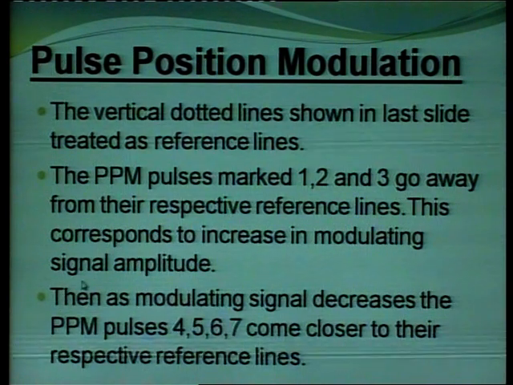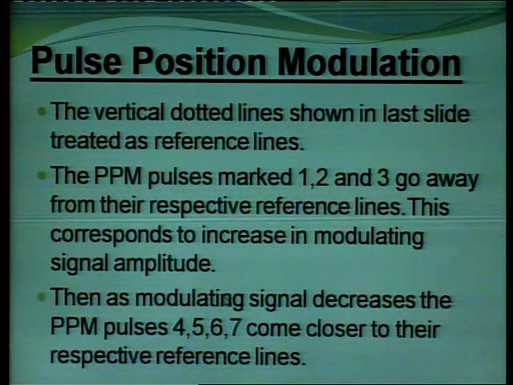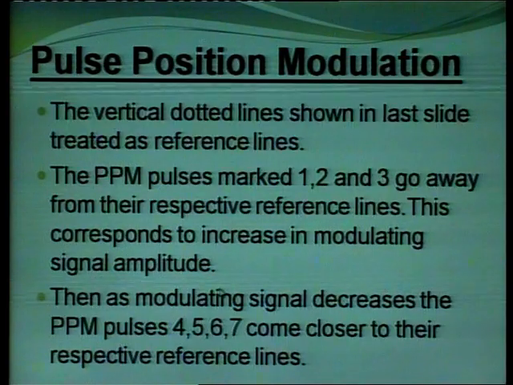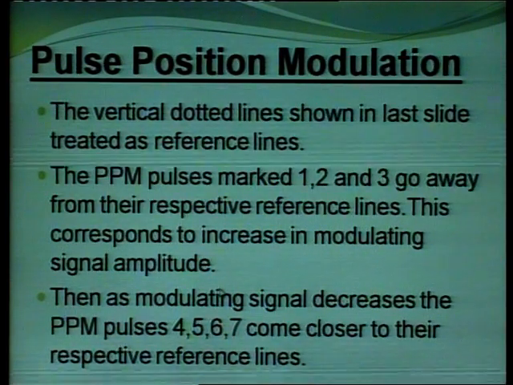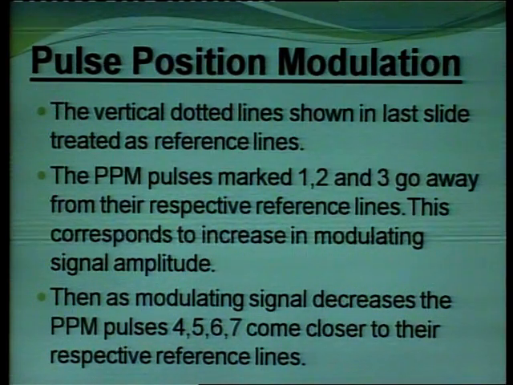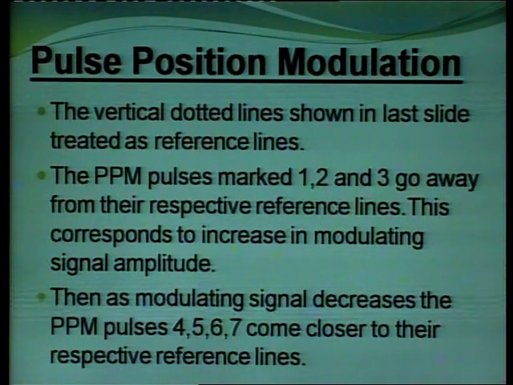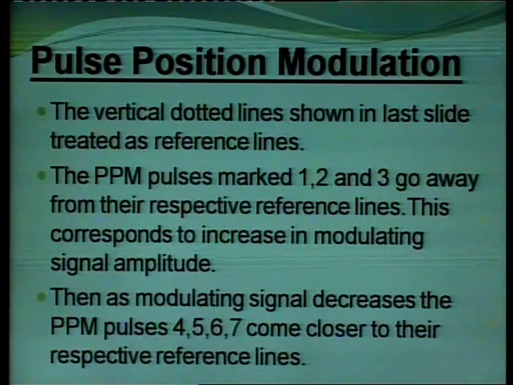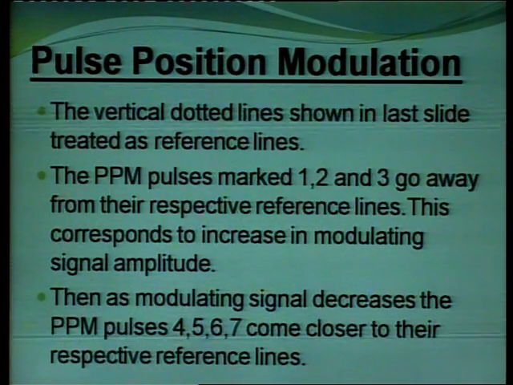So in this last slide, pulses 1, 2 and 3 are going away from their reference lines. This represents that the modulating signal is increasing, whereas pulses 4, 5, 6 and 7 come closer to their reference lines. This represents that the modulating signal decreases.